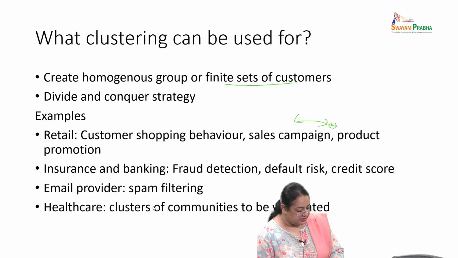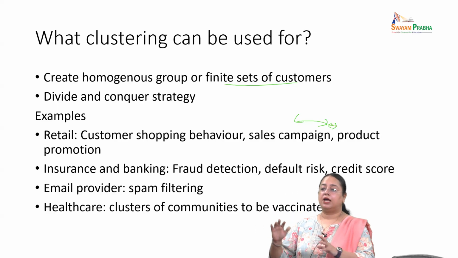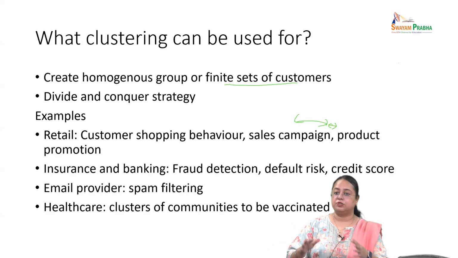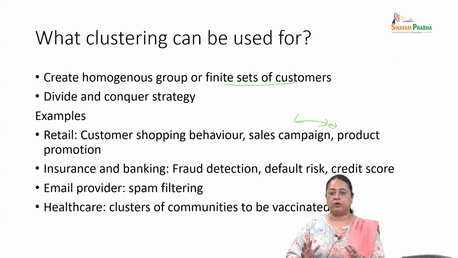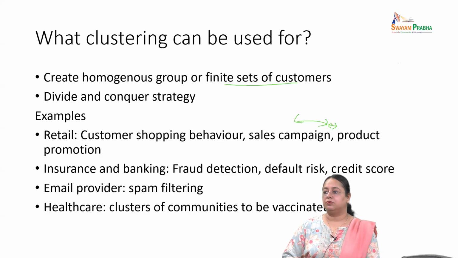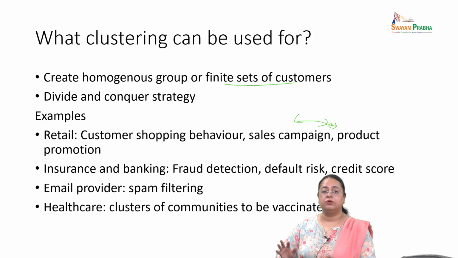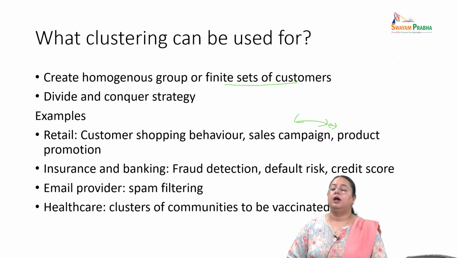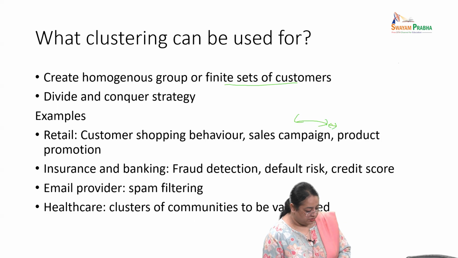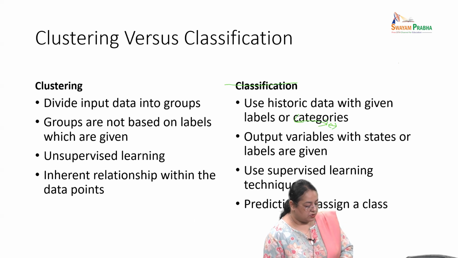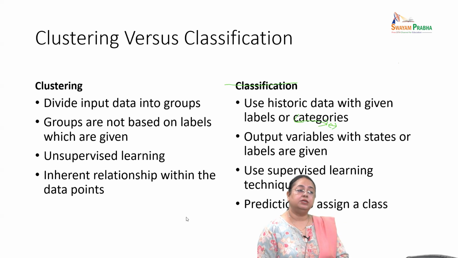There are examples in retail, insurance, and healthcare. We have clusters of communities to be vaccinated. Like in the Chennai region, we have Anna University and IIT, two big institutes. This is a student zone, more of a student zone. If we need to do clustering, this cluster has more students. Okay, homogeneous. Likewise, we can create the clusters.